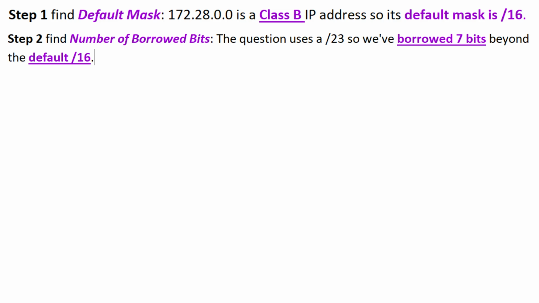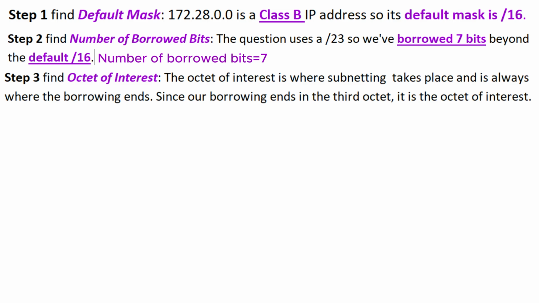The question uses a /23, so we've borrowed 7 bits beyond the default /16, so our number of borrowed bits is 7. Okay, so on to step 3, finding the octet of interest. The octet of interest is where subnetting takes place and is always where the borrowing ends. Since our borrowing ends in the 3rd octet, it is the octet of interest.